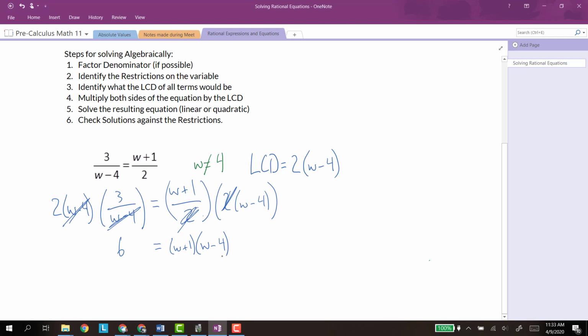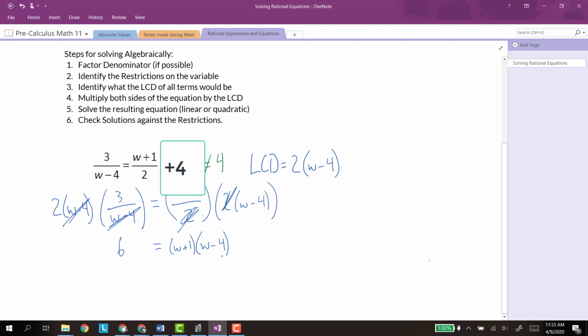It doesn't work if you have an equation with more than two terms. If there was a third term on here, if the right-hand side said w plus 1 over 2, and then right beside it, it said plus 4, then you could not do cross multiplication. You would have to multiply each of the three parts of the equation by the LCD.